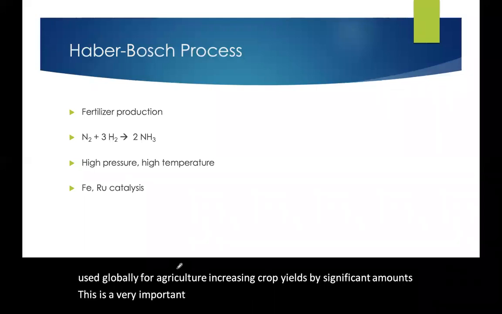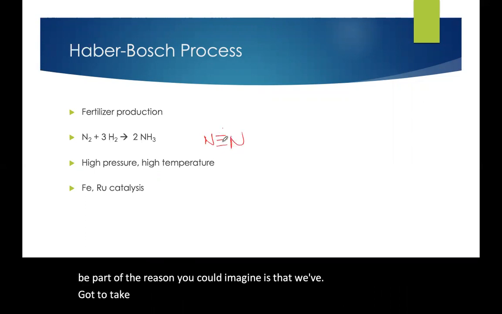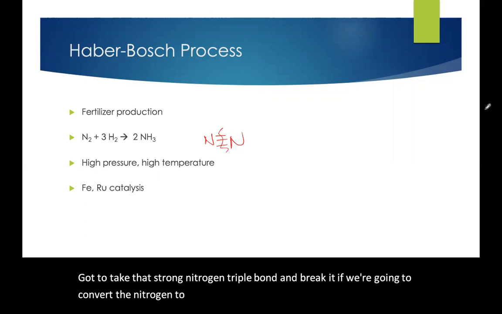However, it's extremely energy intensive. Part of the reason you could imagine is that we've got to take that strong nitrogen-nitrogen triple bond and break it if we're going to convert the nitrogen to ammonia. And so it requires very high pressures and very high temperatures.